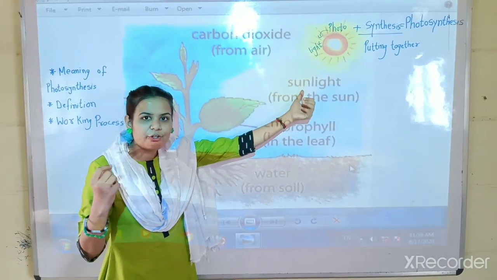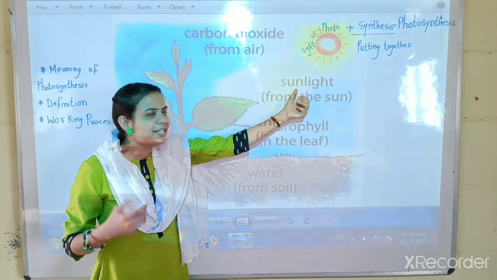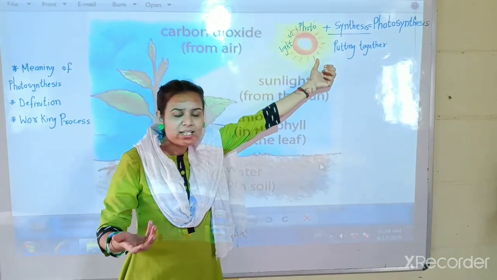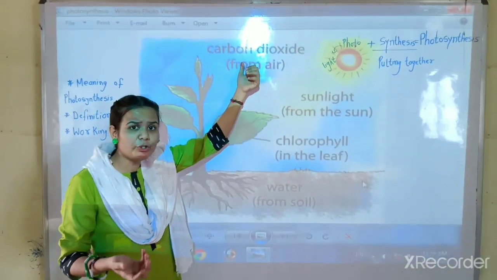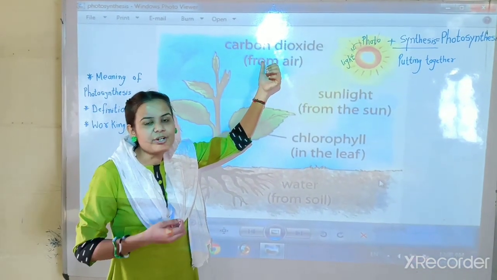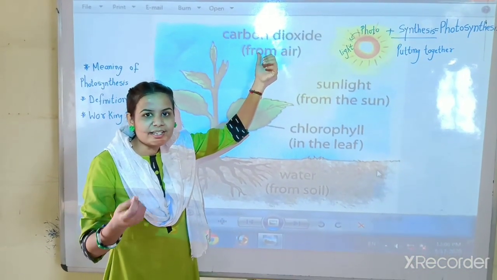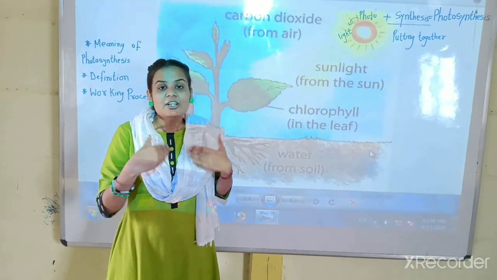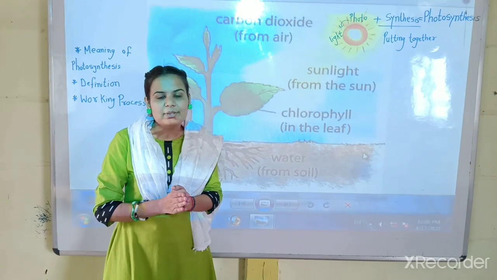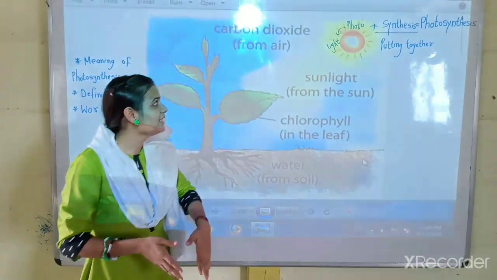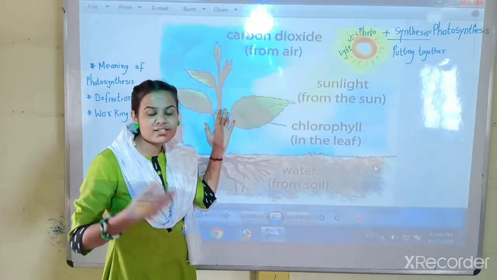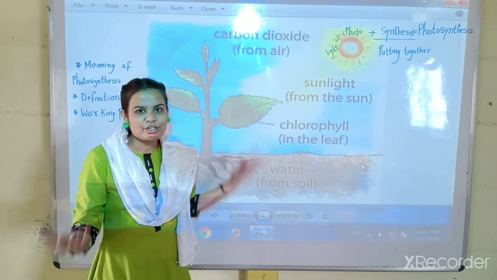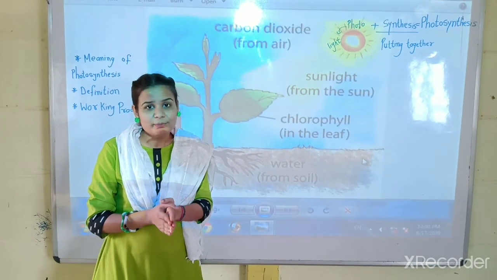Okay, so third raw material is sunlight. Sunlight obviously we get from the sun. The fourth raw material is carbon dioxide. Carbon dioxide is present in air. If you know, all the human beings and animals breathe out carbon dioxide. Okay, so this carbon dioxide is used by the plants for making their food. So now we have got our 4 raw materials.